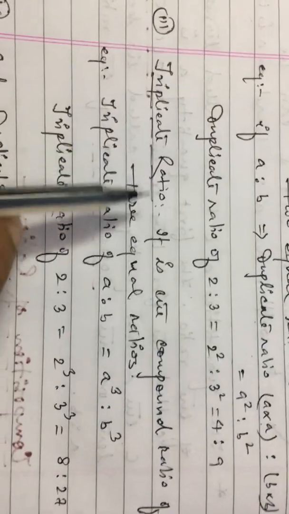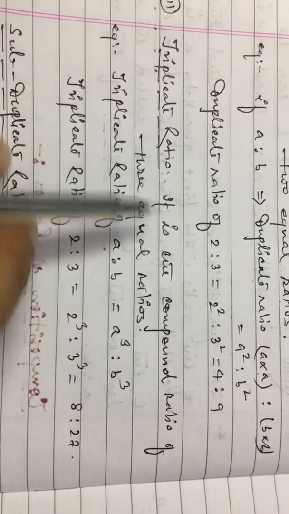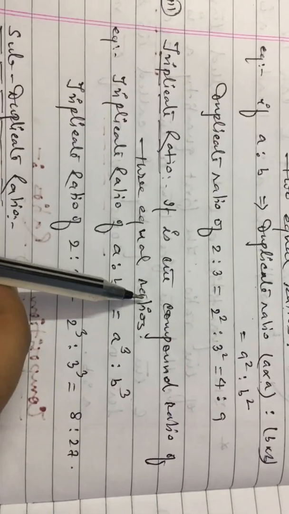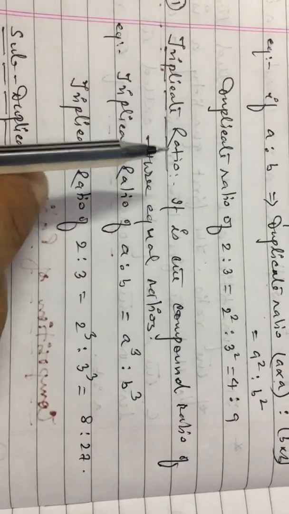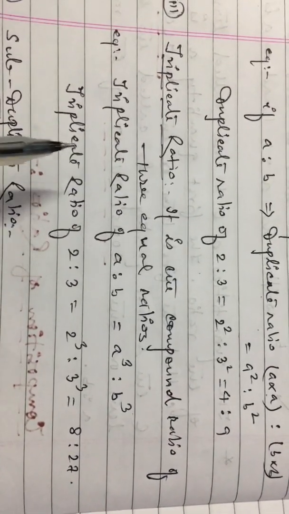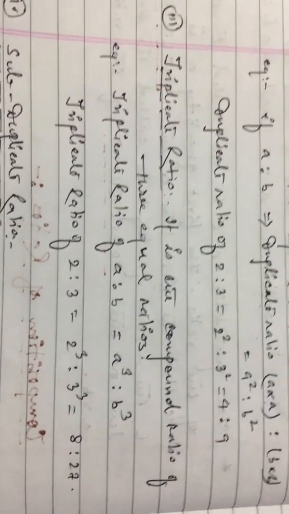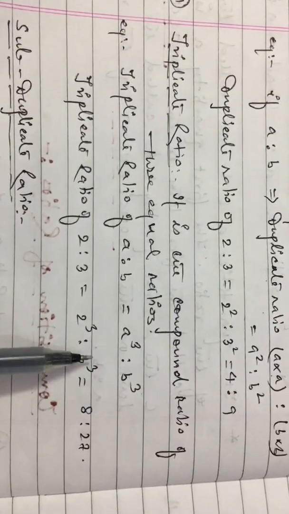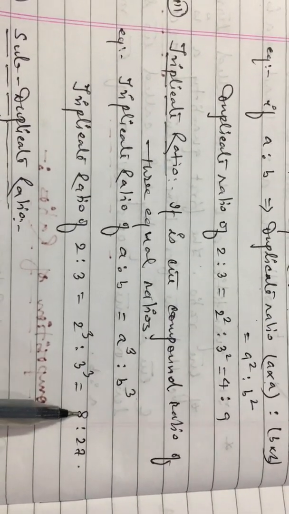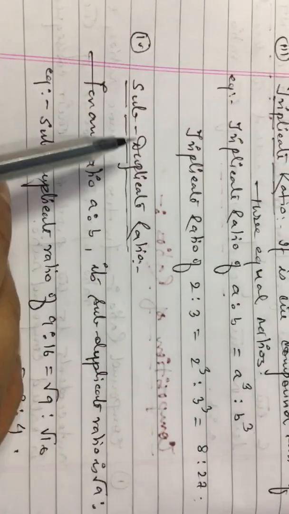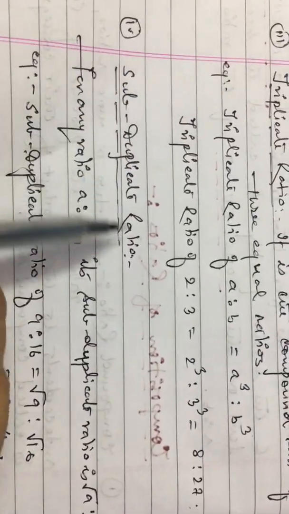In case of triplicate ratio also, it is the compound ratio of 3 equal ratios. It means in this case we will find the cubes. See the example. Triplicate ratio of 2:3. We are finding the cube of 2 and the cube of 3, that is 8:27. The next one is subduplicate ratio.